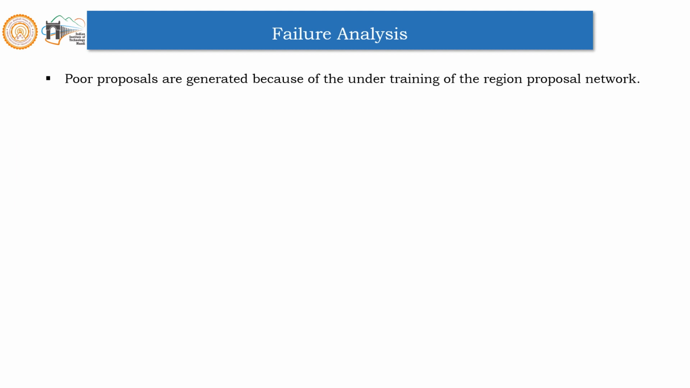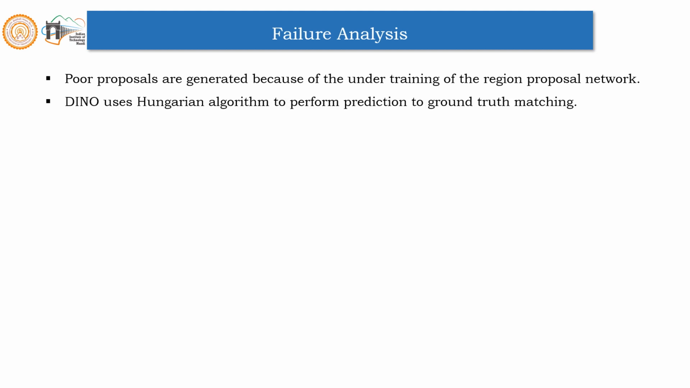Poor proposals are generated because of the undertraining of the region proposal network. Dino uses the Hungarian algorithm to perform prediction-to-ground-truth matching, and this Hungarian algorithm at the region proposal network is the reason for undertraining. Let's try to understand using an example.